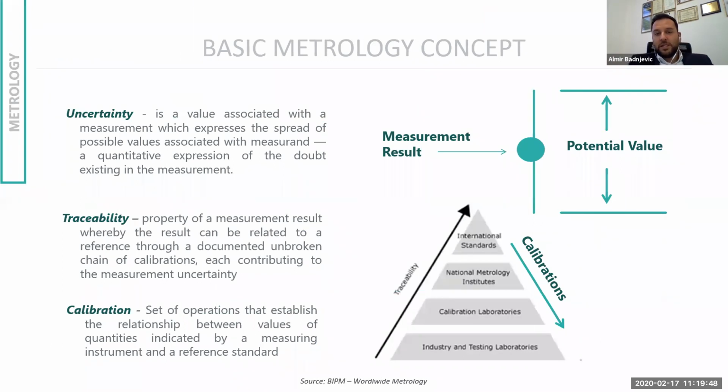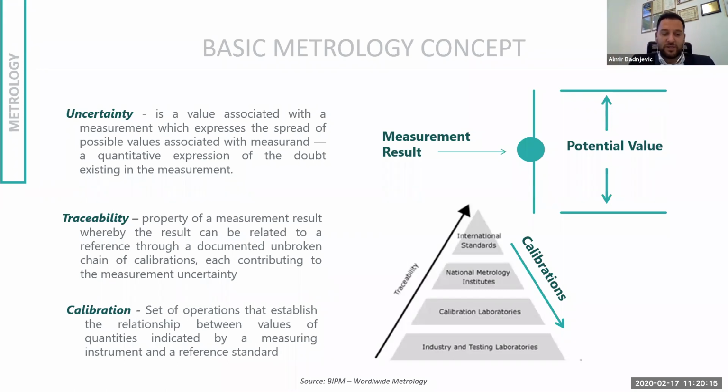Some of the main and basic metrology terms are, first of all, uncertainty. Per definition, it's a value which is associated with the measurement, which expresses the spread of possible values associated with the measurement. It means how much each measurement can go plus or minus. On that measurement uncertainty, all the factors are in fact calculated in that plus minus.